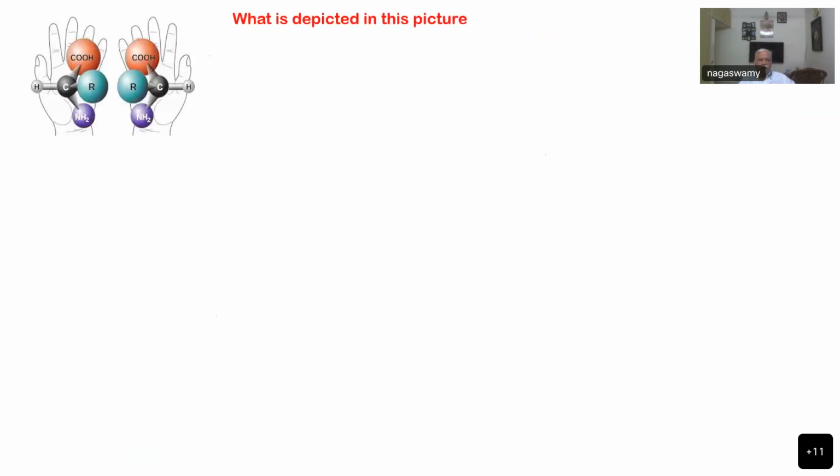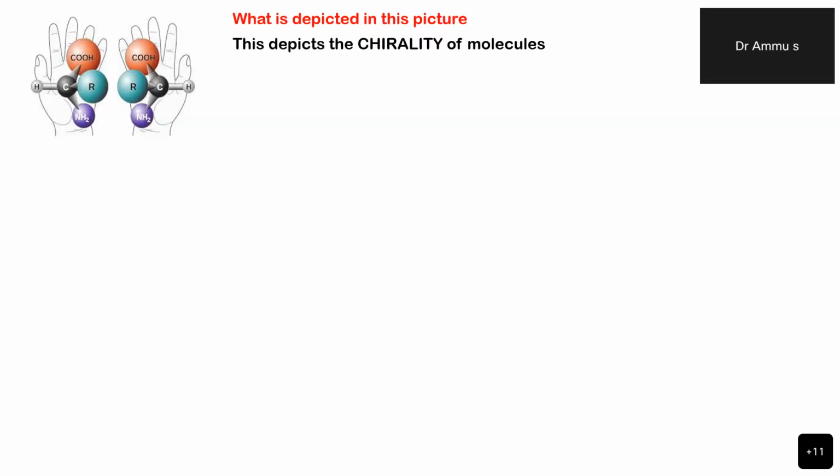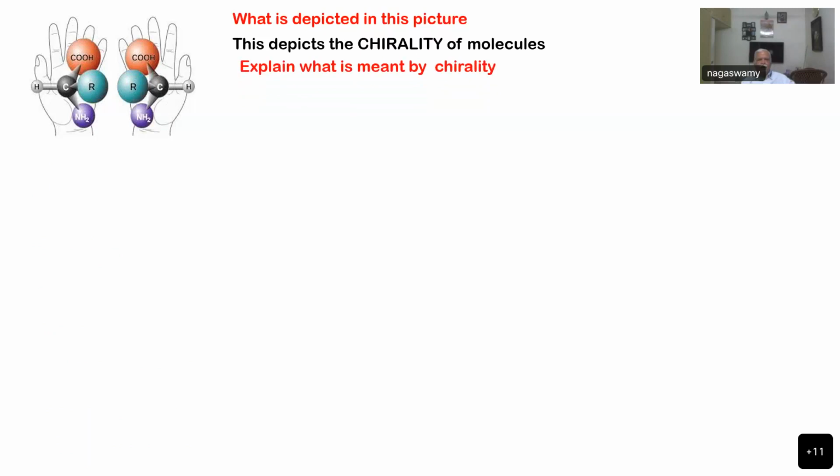What is depicted in this picture? The clue is you are seeing two hands behind the formula that is shown there. Local anesthetic. Chirality. Chirality, yes, excellent. It depicts the chirality of molecules. Very, very good. Explain what is meant by chirality.